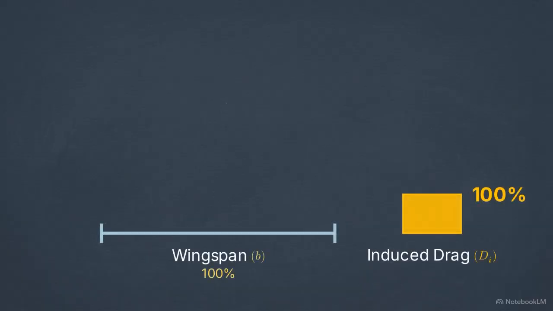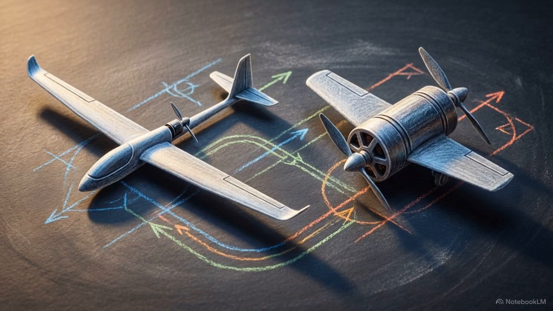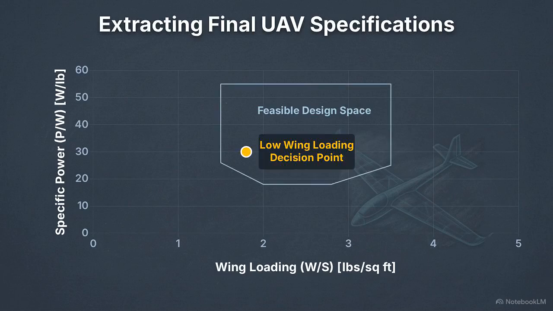Induced drag is inversely proportional to the square of the wingspan. Shrinking the wings to save structural weight creates a massive penalty in the power required to fight that induced drag. To counter this, engineers deliberately oversize the wing. Selecting a low wing loading drastically cuts induced drag, accepting the minor penalty of added skin friction.